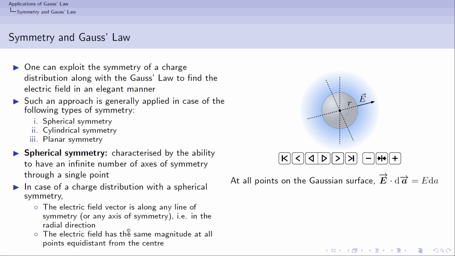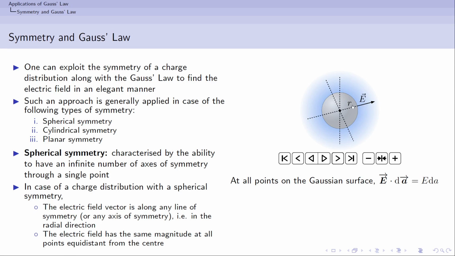Now keeping in mind these 2 points, at every point on the Gaussian surface, the electric field will have the same magnitude, simply because at every point the distance from the center is the same, which is r, and we know that it has the same magnitude at all points which are equidistant from the center. Okay, so the electric field has the same magnitude everywhere. Secondly, the electric field is along the radial direction.